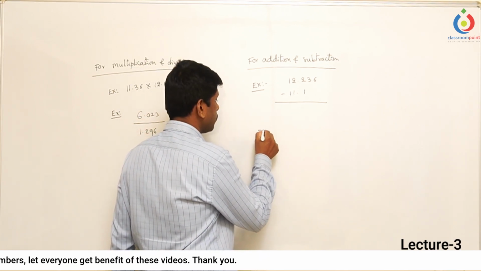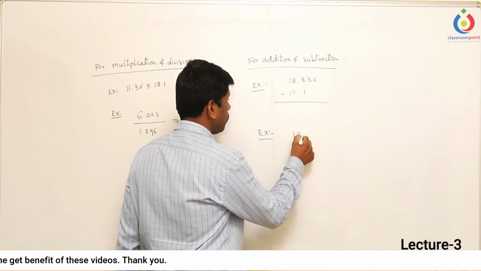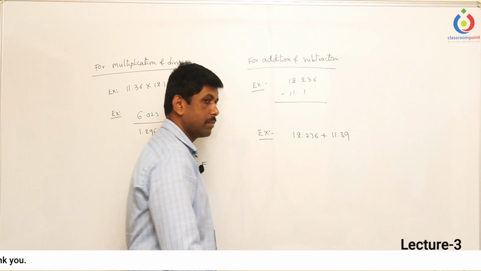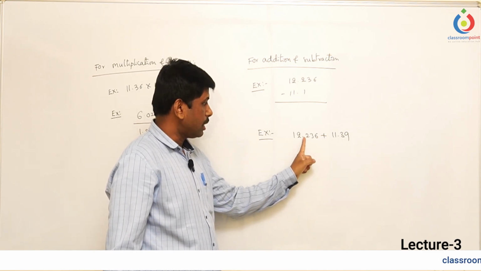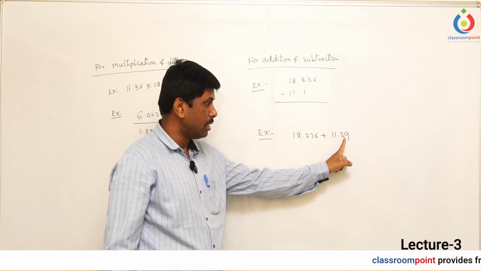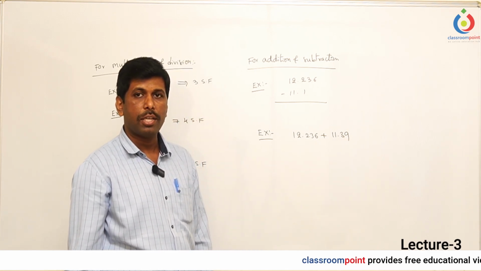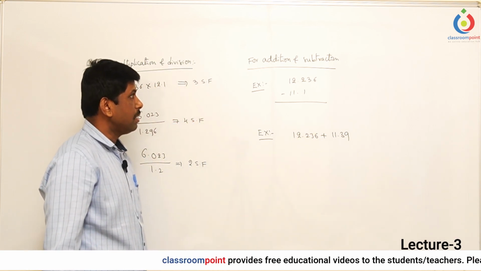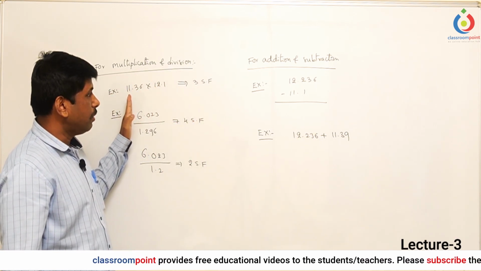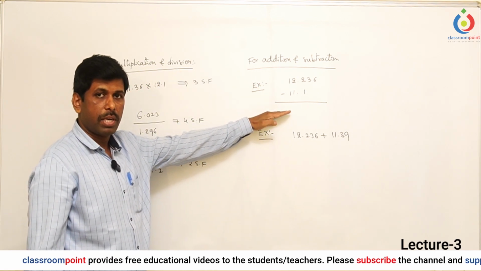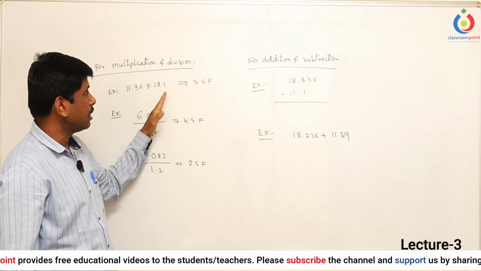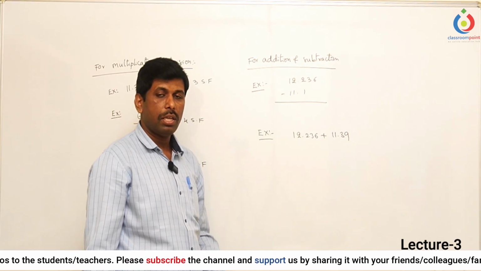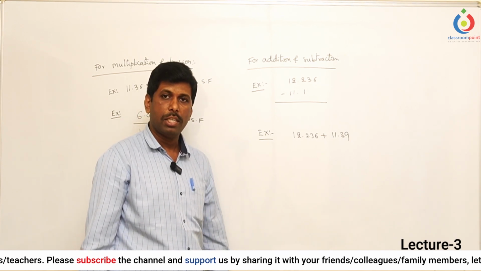Even for addition also. For example, 12.236 plus 11.39 is there. After the decimal position 3 digits are there. Here after the decimal position 2 digits are there. The answer has to be reported up to 2 digits in this case. So the multiplication and division rules are different, and the addition and subtraction rules are different. For multiplication and division we follow the number of significant figures. For addition and subtraction we follow the number of digits present after the decimal position.